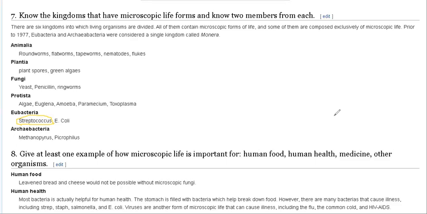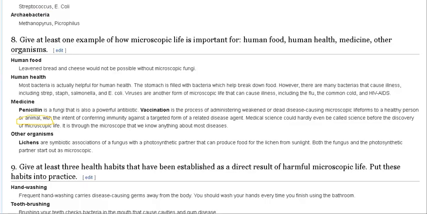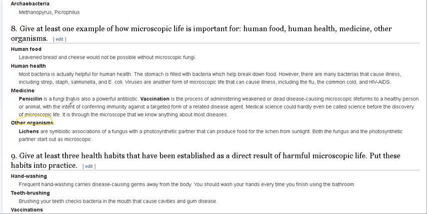Give at least one example of how microscopic life is important for human food, human health, medicine, other organisms. So human food. Bread and cheese would not be possible without microscopic fungi, so I've spoken about that. Human health. Most bacteria is actually healthy for human health. The stomach is filled with bacteria which help break down food.